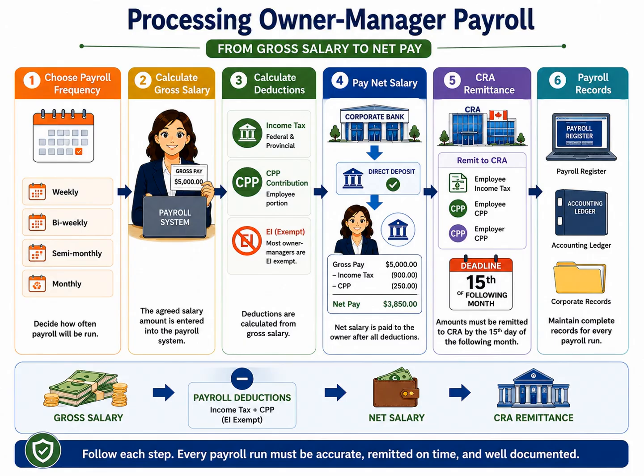The important point to remember is that paying an owner-manager by salary involves much more than simply writing a check. Every payroll cycle requires calculating the gross salary, withholding the correct deductions, paying the employee, remitting payroll amounts to the CRA on time, and maintaining accurate payroll records. Following this process consistently helps the corporation remain compliant while ensuring the owner's employment income is reported accurately for tax purposes.